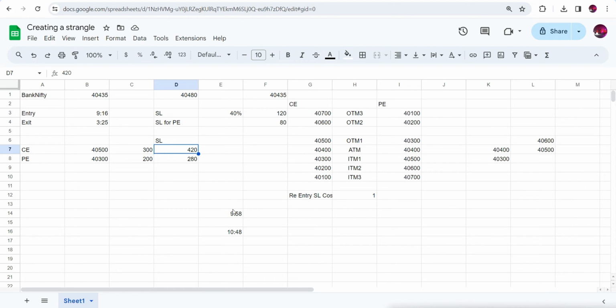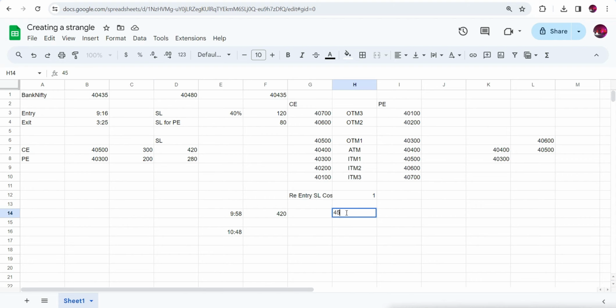Now at 9:58 our call side stop loss is hit at 420. What the re-entry at cost does is, it will wait after 9:58 to see if the price comes back again to our initial entry price. What is our initial entry price? We sold our CE at 300. So it will wait for the price to come to 300, and then it will sell the same strike again, the 4,500.